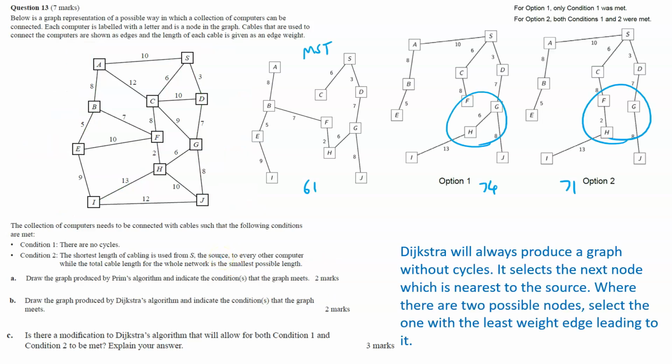I think that's pretty hard to see. My initial thought was it had something to do with the minimum spanning tree, because it talks about the total cable length for the whole network being the smallest possible, but that's while we've used the shortest length of cabling to every other possible computer. So that condition wasn't satisfied with the minimum spanning tree, because although we've used the smallest amount of cable in order to connect everything, it's not the smallest path. So to get from, for example, S to I is going to be a much longer path than it would have been to go via the minimum spanning tree.